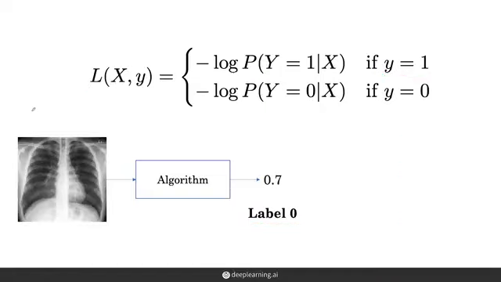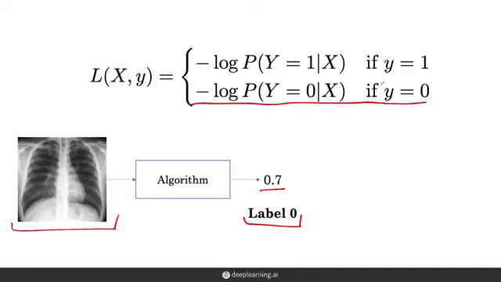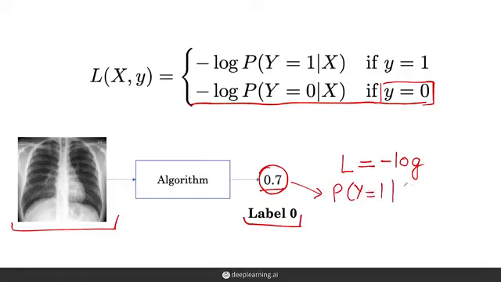Let's look at another example, this time a non-mass example, which would have a label of 0. Our algorithm outputs a probability of 0.7. Now, this time we're going to use this term of the loss right here because y equals 0. So now the loss is going to be negative log of the term p(y=0 | x). We can get p(y=0 | x) using p(y=1 | x).